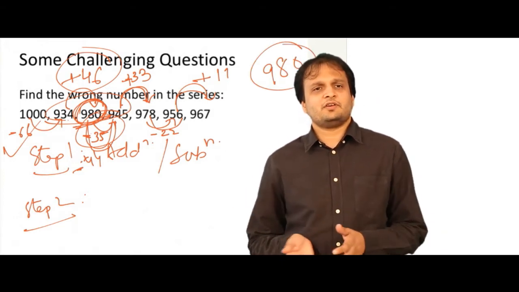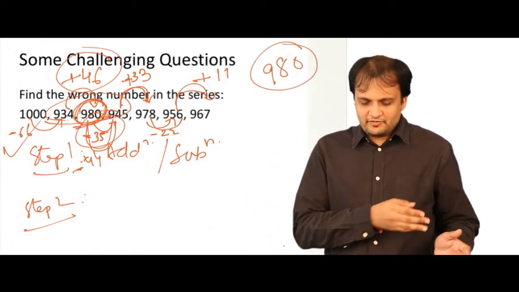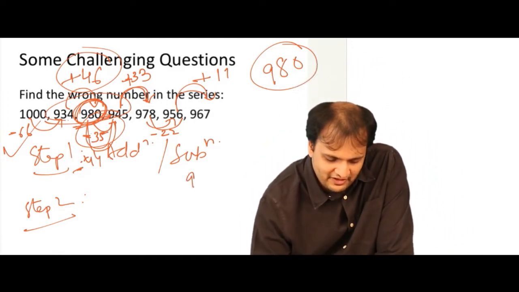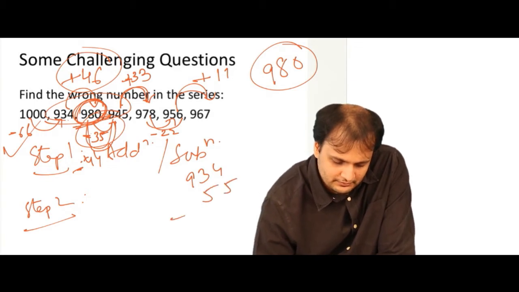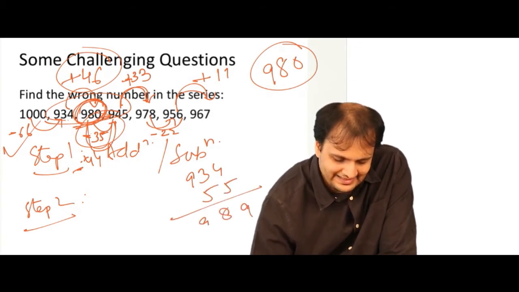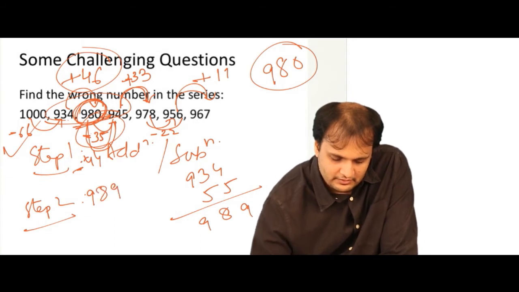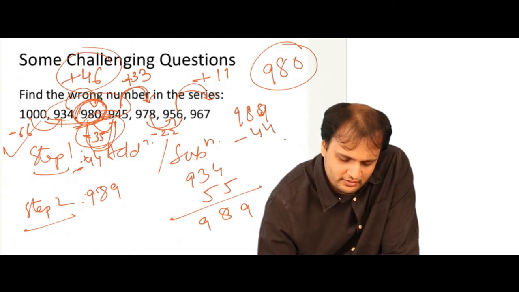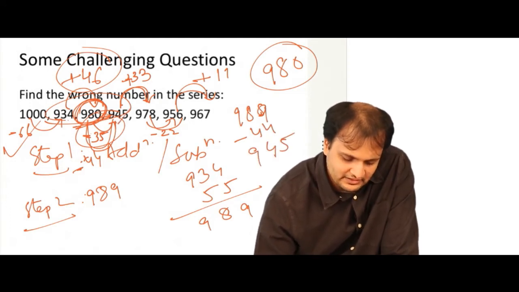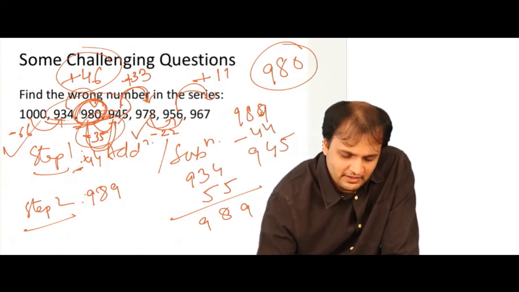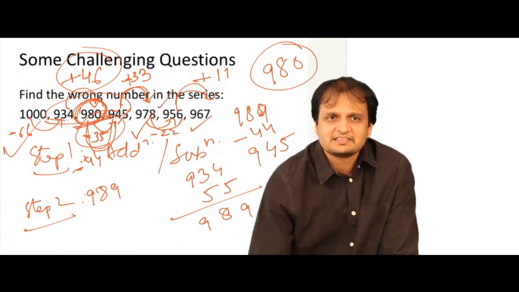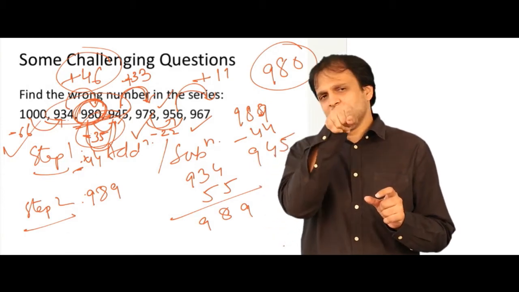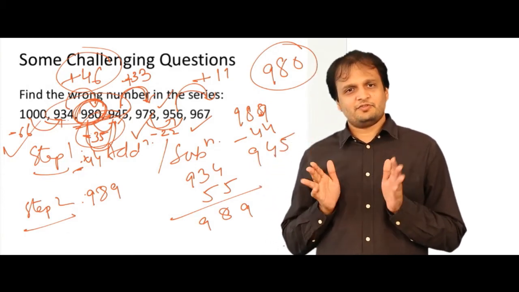Right? So what should it have been? So let's proceed from left to right. 1000 minus 66 is 934. 934 plus 55 should have been 989. Then you do 989 minus 44, so you get 945, which is correct. Then plus 33 is 978, minus 22 is 956, plus 11 is 967. So what is the number which is causing both the problems in the relationships? That central number, 980. So far so good.